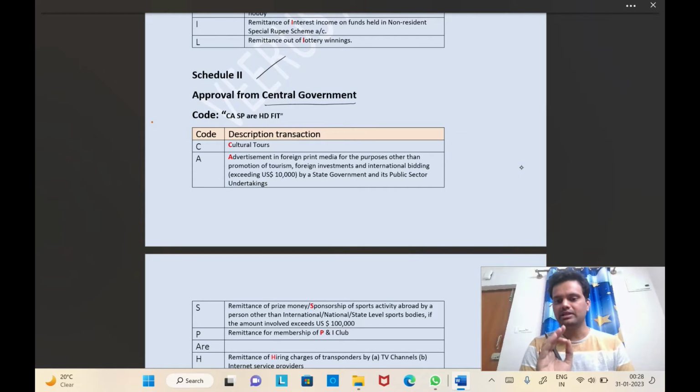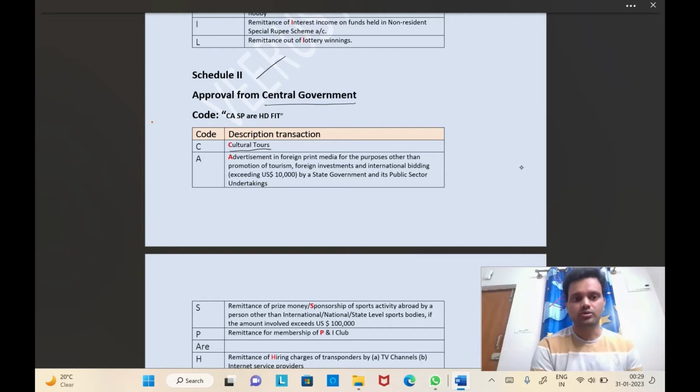So what does it mean? Now I will give the meaning to each word. C is cultural tours. The first one is cultural tours. This sequence is not arranged based on the clause numbers 1, 2, 3, 4. It is arranged based on the code that I created. The clauses can be jumbled here and there, and in the exam you need not mention the clause numbers. I'm very sure about that. If you mention Section 5 as well as the Foreign Exchange Management Rules 2000, that is more than enough, right?